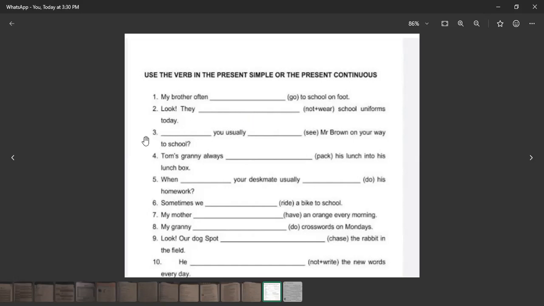Okay, let's see number 3, normal. You usually, the keyword for which tense? usually, the present continuous? No, simple. Present simple. sometimes, always, usually, often, every day, every week, every month, all of these are present simple.